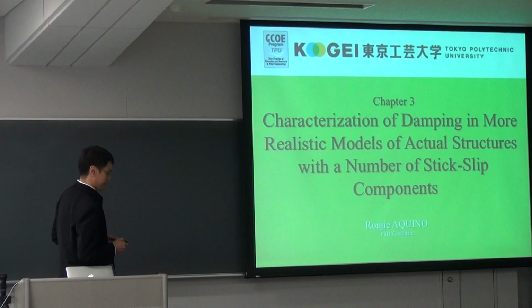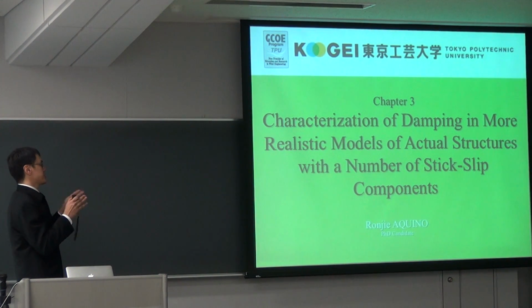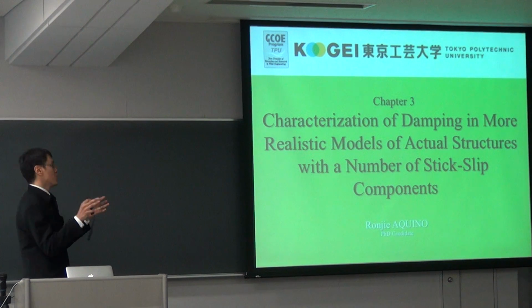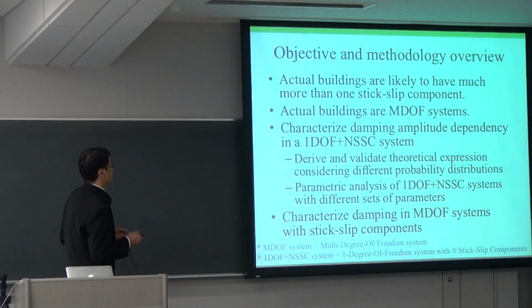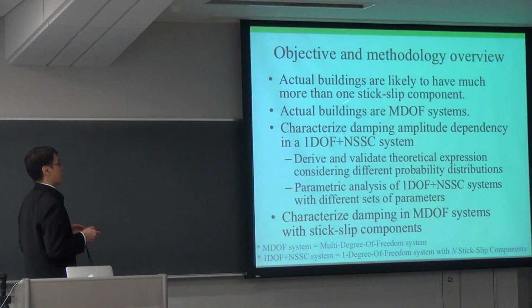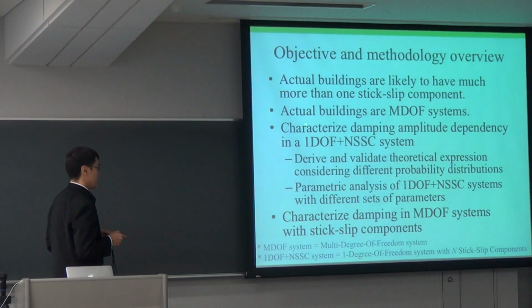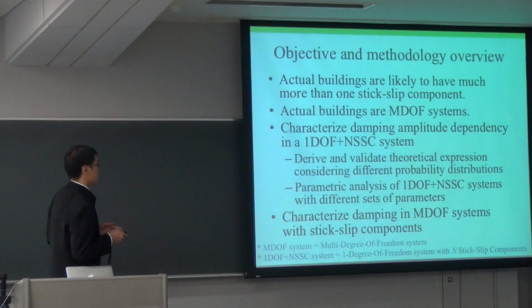Chapter 3. Chapter 2 was very simple, one DOF with one stick-slip component. Now we talk about more realistic models of actual structures with a number of stick-slip components. As I mentioned, actual buildings are likely to have much more than one stick-slip component, and actual buildings are not one DOF structures, they're multi-degree of freedom systems.